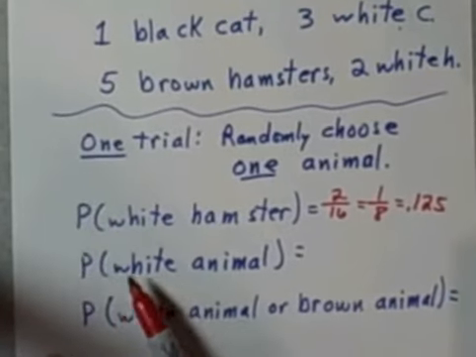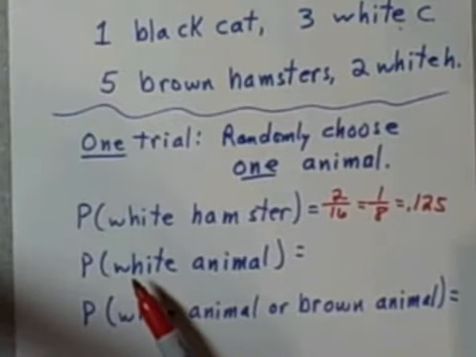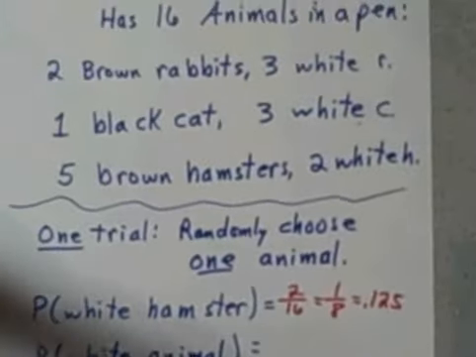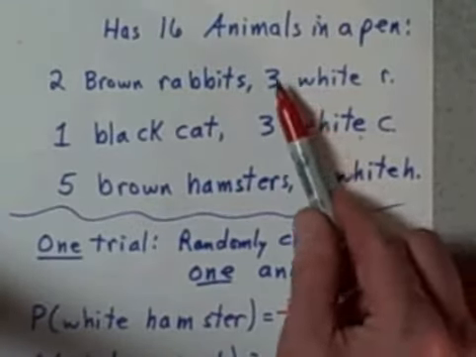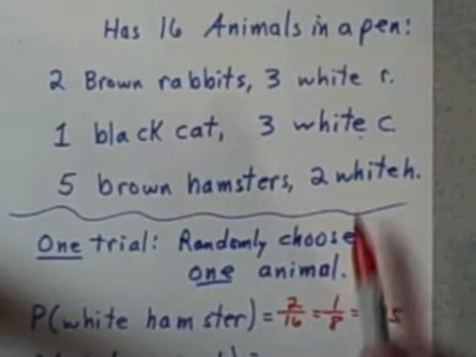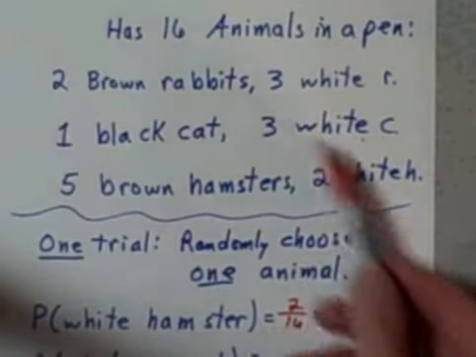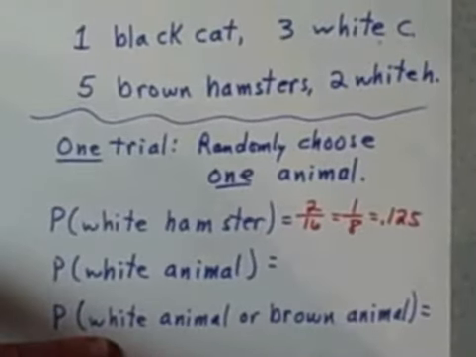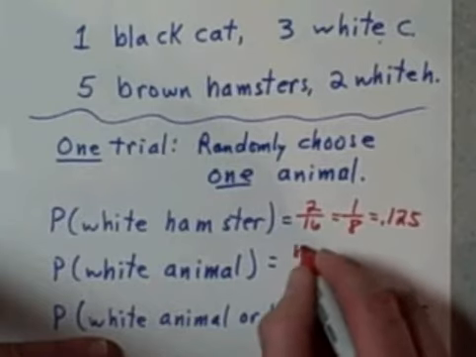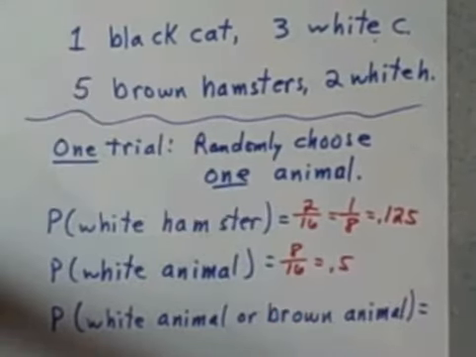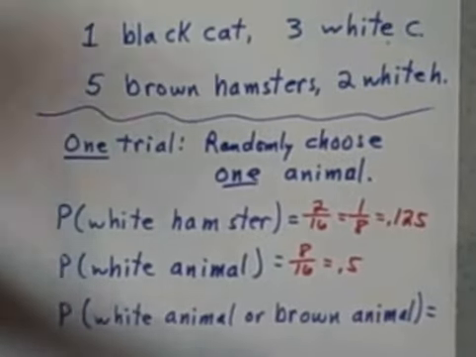Let's try this probability. The probability that we reach in and we get a white animal. Well, all the white animals are the 3 white rabbits, the 3 white cats, and the 2 white hamsters. That's a total of 8 white animals out of the total of 16. So the probability of getting a white animal is 8 out of 16, which of course reduces to 0.5 or 1/2.